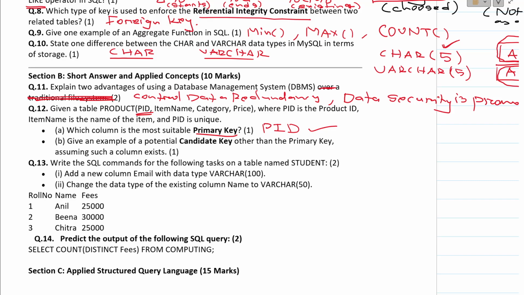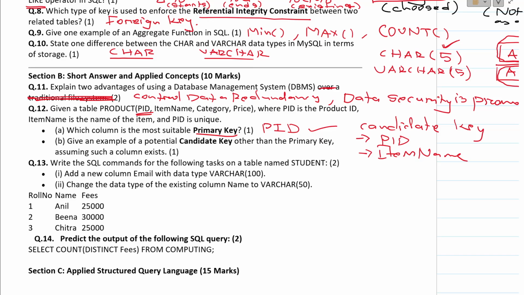Now B, give an example of a potential candidate key other than the primary key. Candidate key means, I have already explained, you need to find out potential unique keys. So except PID, category may be duplicated, price may be duplicated. I think we can consider item name here, because after PID, the other thing that we can consider unique is item name. So you can say that potentially item name is potentially unique in nature.